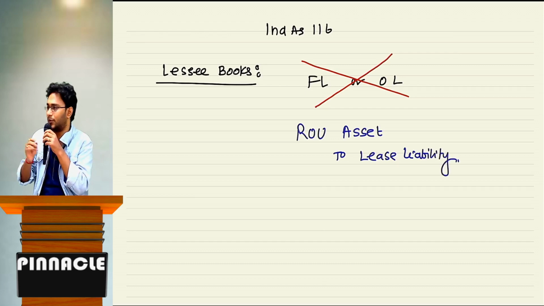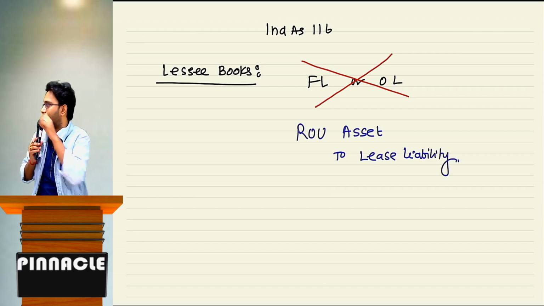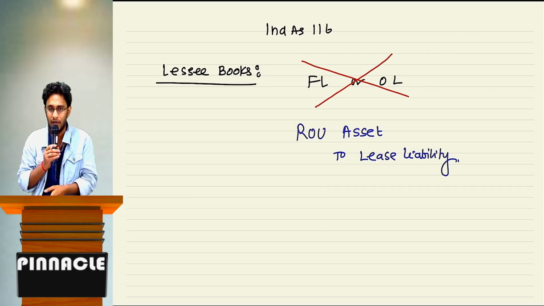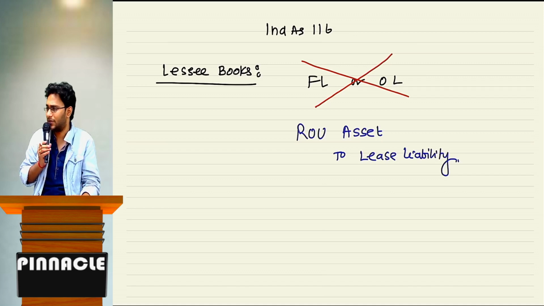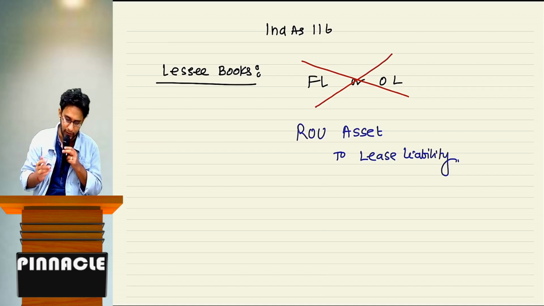Sir, with what amount will you write the ROU, against what amount? How will you get those amounts? When I am using it only for 2 years, how will you record the full asset and all? We'll see one by one. That's all part of the discussion anyway. Okay, this is the lessee books.